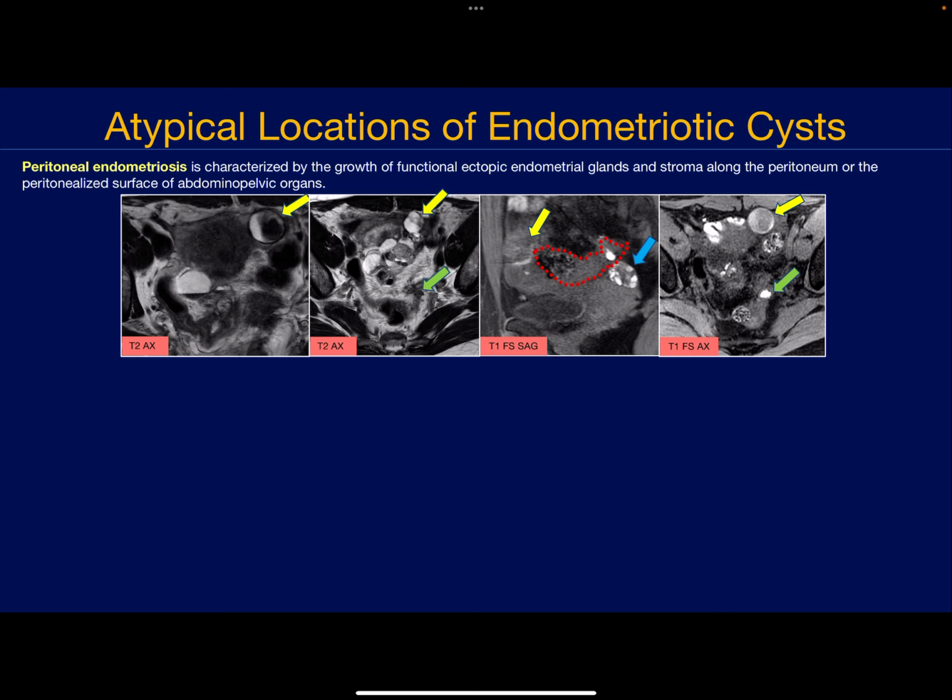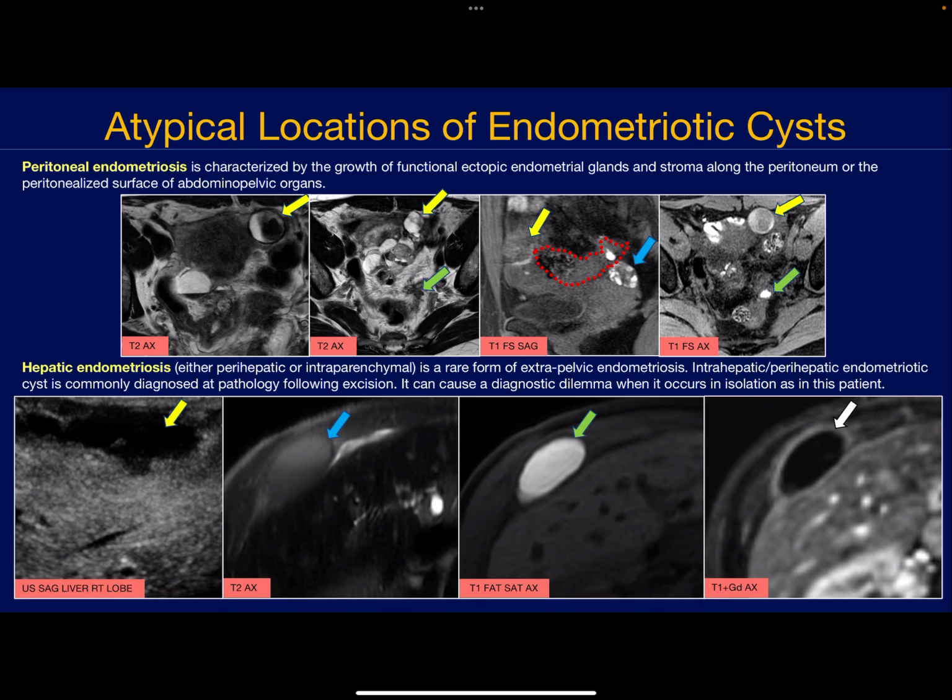Peritoneal endometriosis is characterized by the growth of functional, ectopic endometrial glands and stroma along the peritoneum. Here we have a patient with endometriotic cysts abutting the serosal surface of the sigmoid colon. Hepatic endometriosis is a rare form of extrapelvic endometriosis, commonly diagnosed at pathology following excision. Here we have a patient with a perihepatic collection with internal debris on ultrasound. MRI shows the classic imaging signs of an endometriotic cyst.